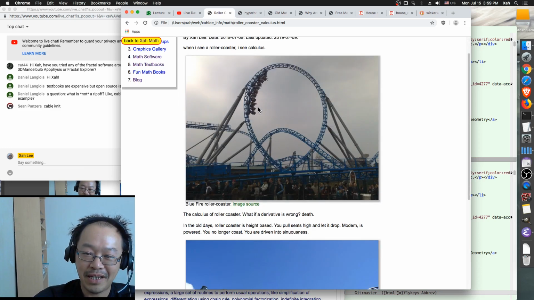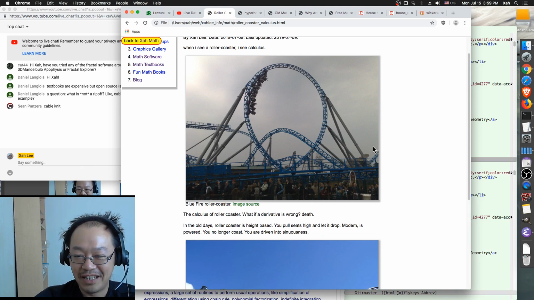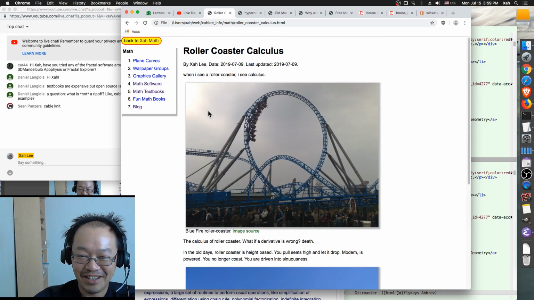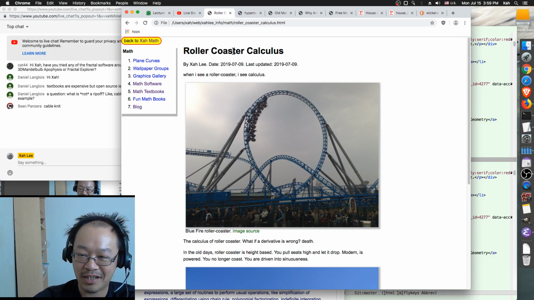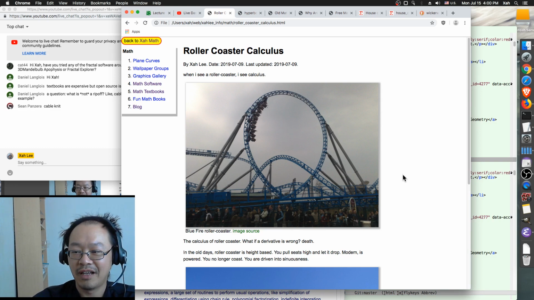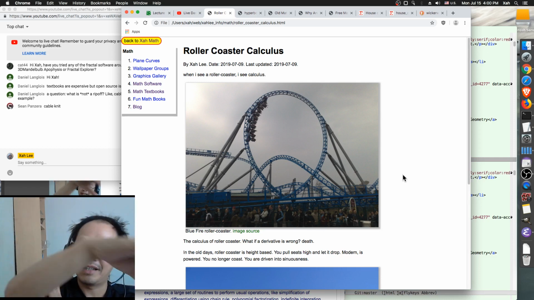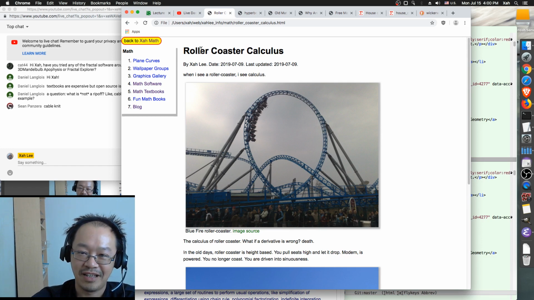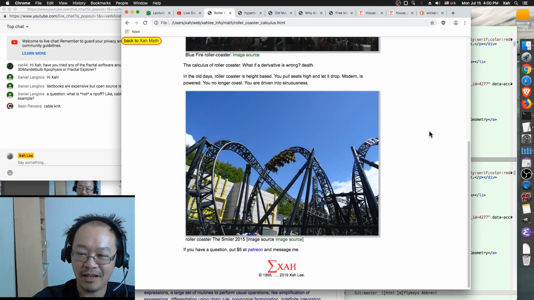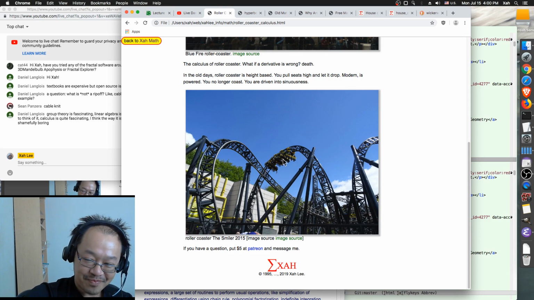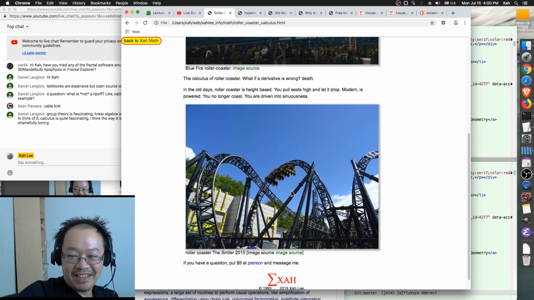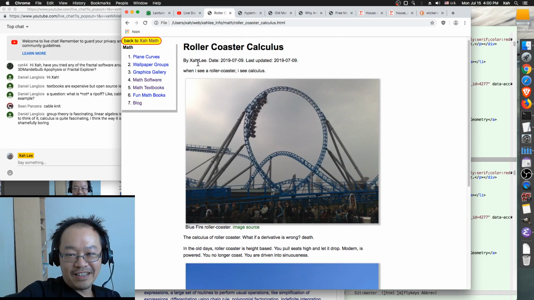So what happens if you make a mistake in a derivative? The consequence is death. So calculus, roller coaster. From a linguistic point of view, it's interesting because in the old days, how this works is that you pull a bunch of seats high, then you just drop it and let it glide, let it coast. So that's called a roller coaster. But in modern ones, you don't coast. They are driven. They are powered. So that's a roller coaster.